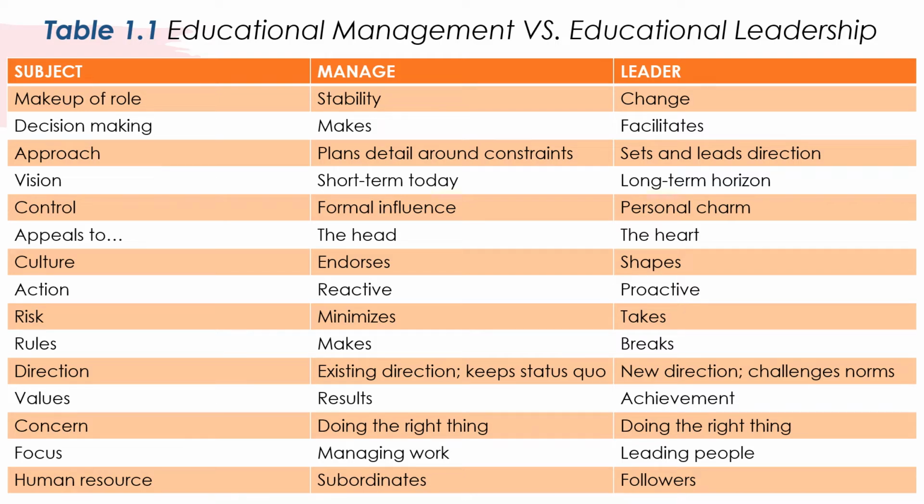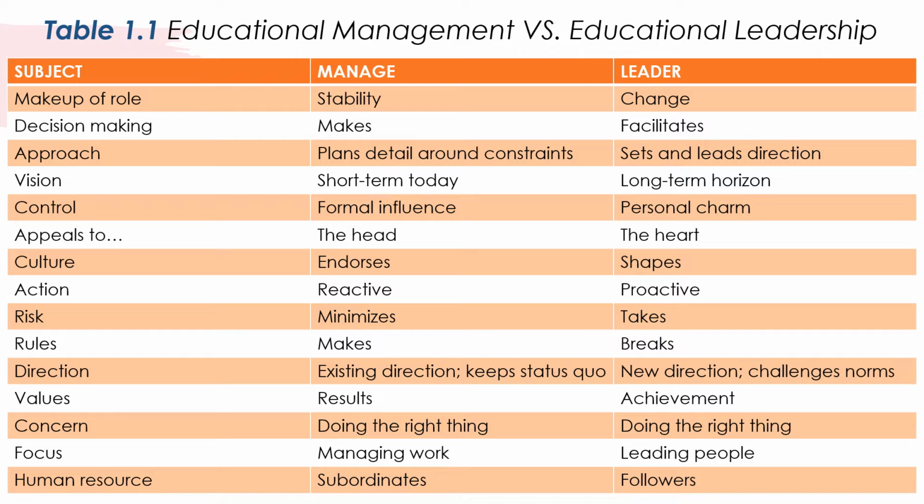For control, a manager more than likely has a formal influence where a leader has personal charm. Managers tend to appeal to the head, meaning they more than likely let their mind lead in the direction of where they want to go, whereas a leader has their heart lead them where they want to go or where their goals are being led to. The culture of a manager is they endorse a lot of things, whereas the leader shapes. The action of a manager is very reactive, whereas a leader is proactive. Managers' risk level is they minimize the amount of risk, whereas a leader tends to take risks.